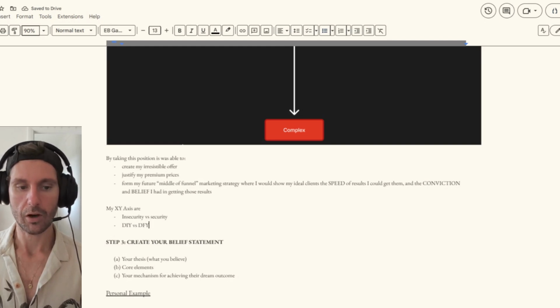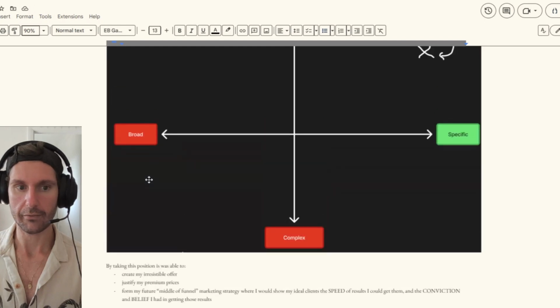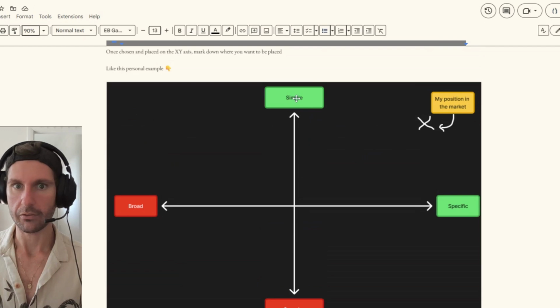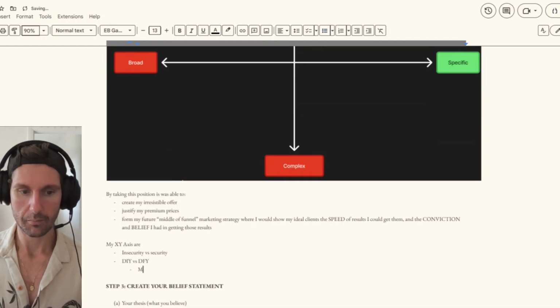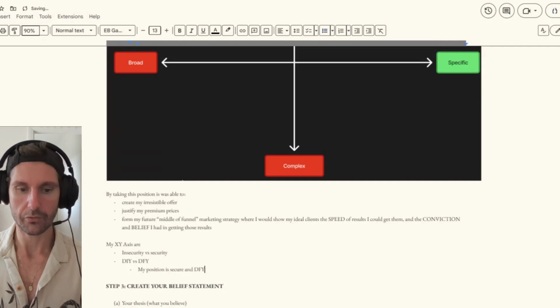Okay, so I would have do it yourself down here, and I would have insecurity here. So then I'd have security here, and I would have done for you here. And I would place at the top here my XY. So I'd say then my position is secure and done for you.